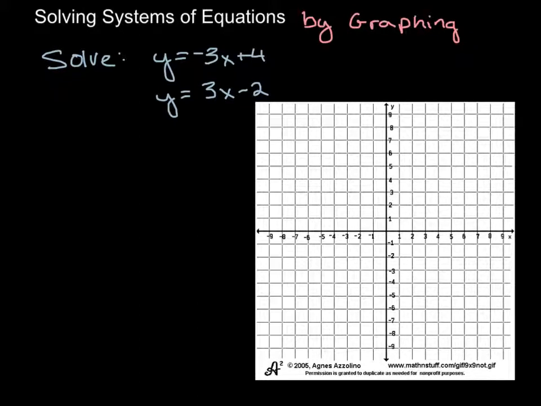So y equals negative 3x plus 4. That's slope-intercept form. So we're going to go to plus 4. That's where we start. Use our slope. Down 3 over 1. I'm just going to draw or sketch my line. And then 3x minus 2. So we're going to start at minus 2. Go up 3 over 1.